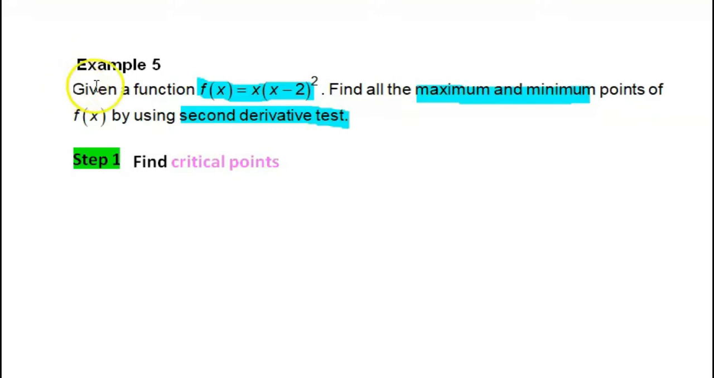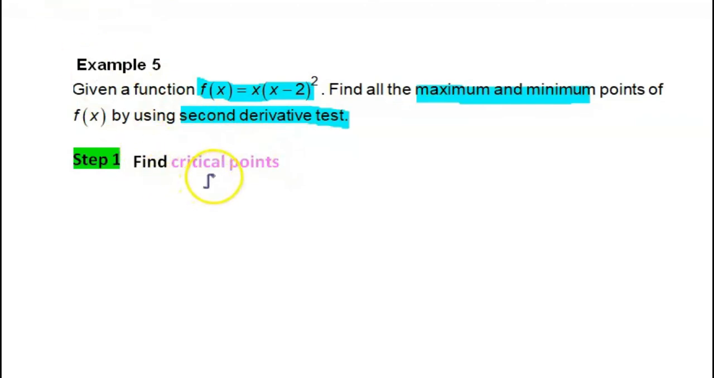Example 5. Given a function f(x) = x(x − 2)², find all the maximum and minimum points of f(x) by using the second derivative test. Step 1 here involves finding the critical points of the function f(x).